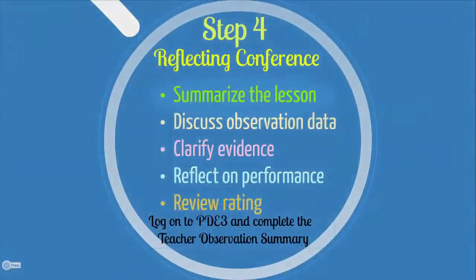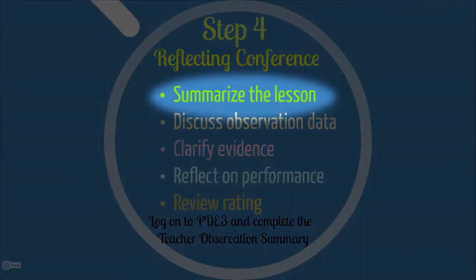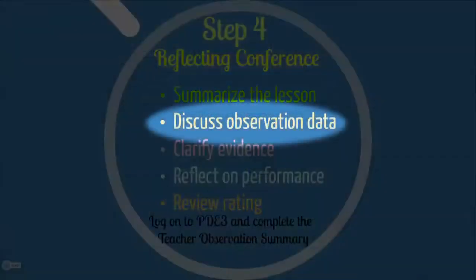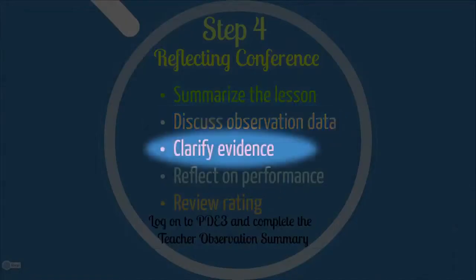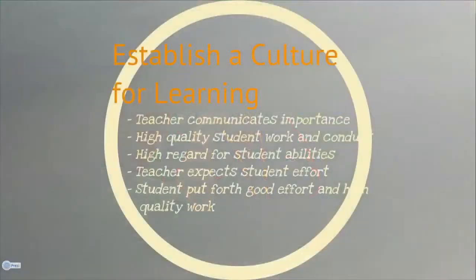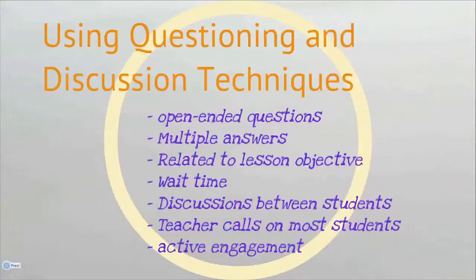One of the things you want to do is summarize your recollection of the lesson. Mention things that you thought went well in the lesson, as well as things that you wish you would have done differently. Discuss any data that the principal or vice principal captured during the observation. Discuss the lesson and clarify evidence collected for each component. Reflect on the level of performance based on the evidence collected and alignment to the components in Hawaii's classroom observation rubric. After discussing the evidence, your principal or vice principal will assign a rating to each component.